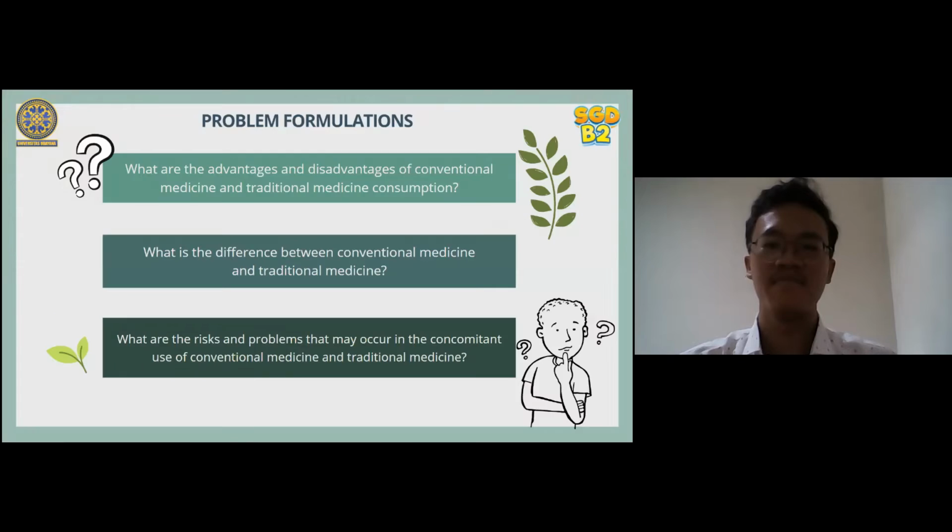Today, I'm going to present about the problem formulations of our student project. So there are 3 problem formulations. The first one is, what are the advantages and disadvantages of conventional medicine and traditional medicine consumption? And the second one is, what is the difference between conventional medicine and traditional medicine? And the last one is, what are the risks and problems that may occur in the concomitant use of conventional medicine and traditional medicine?